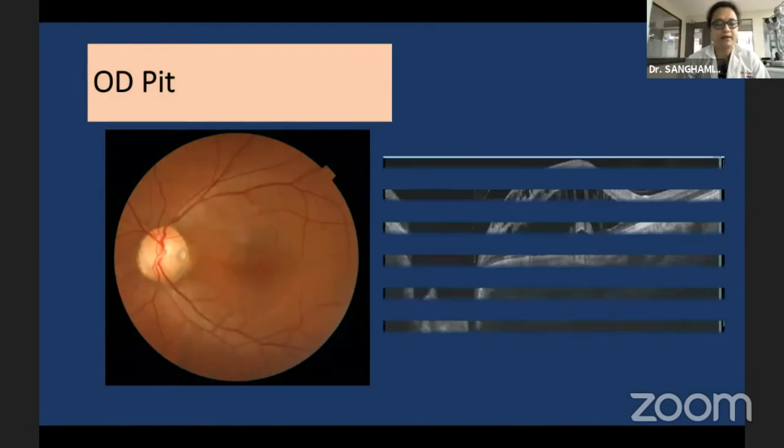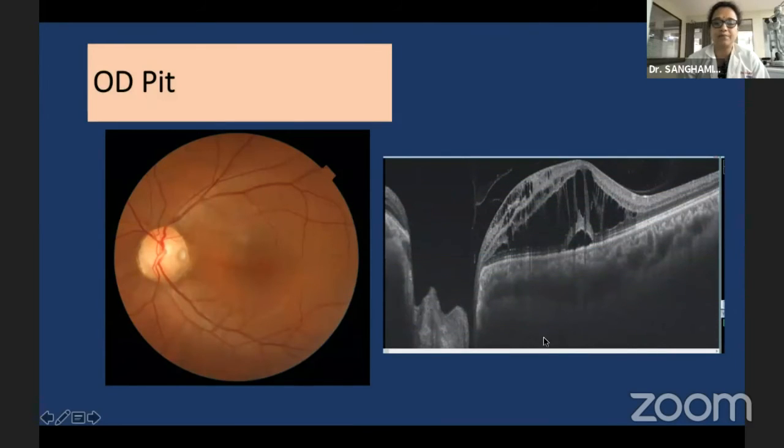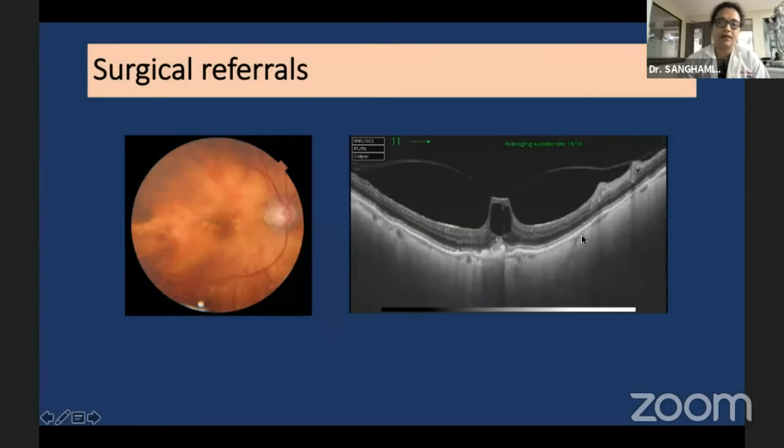In optic disc pit, it tells us now there is a pit over here with retinoschisis and fluid and foveal detachment. It also helps us in surgical referral. Supposing in this patient, while doing a 78D, we might not have been able to pinpoint this, but with OCT, it becomes quite clear and we can refer this patient early.